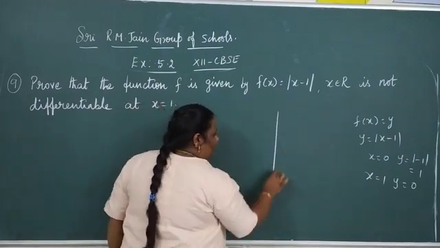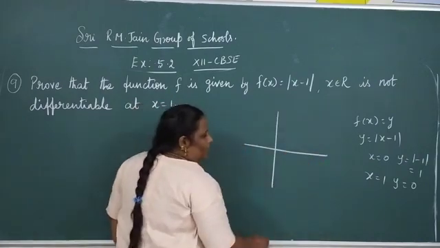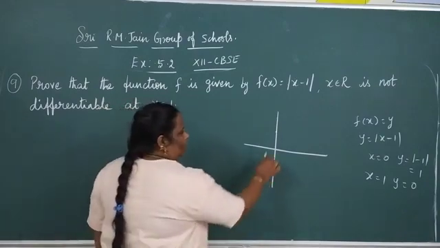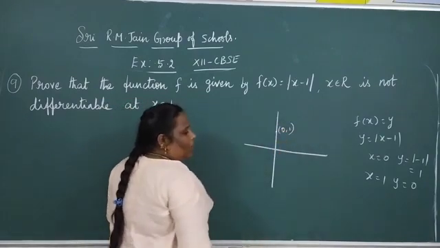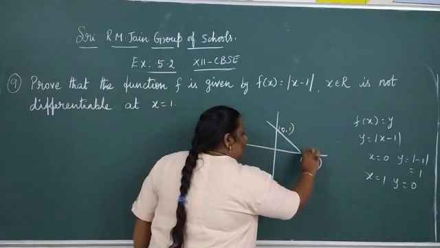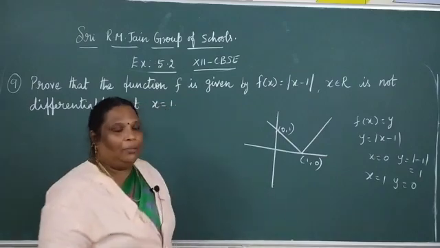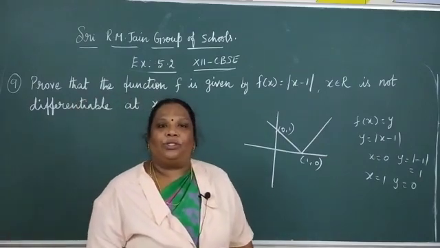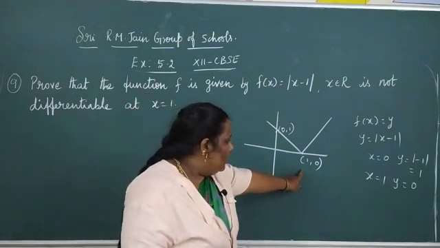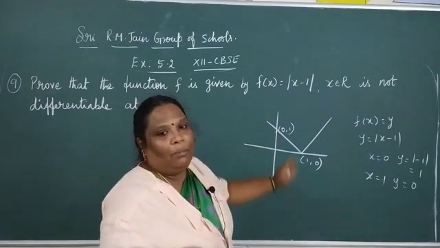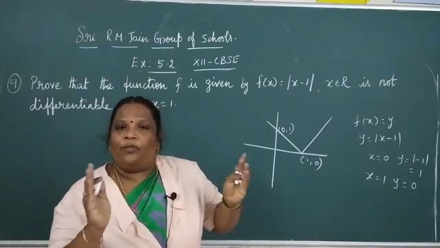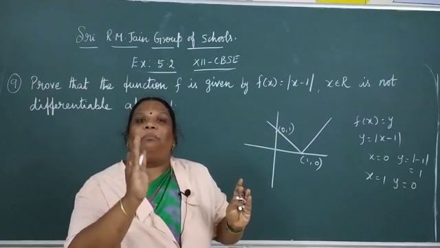See the diagram here. The point is 0 comma 1, and here the point is 1 comma 0. So it will reflect like this. Because modulus takes the positive value, it lies in the first quadrant. So 1 comma 0 and 0 comma 1. When I am taking out the modulus, what are we going to write? We are going to write plus or minus.